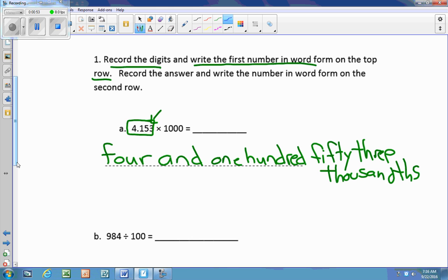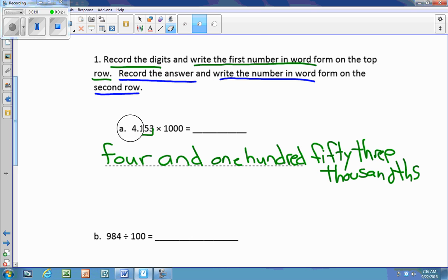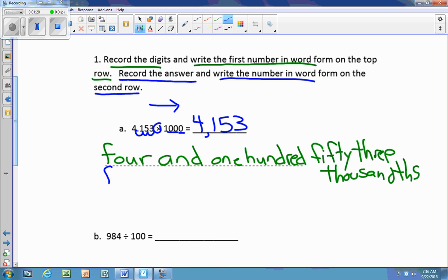Next, it says record the answer and write the number in word form on the second row. So we need to go back to the problem. We're going to erase that work so that we have room. And we see that it says to multiply. When I multiply, I move the decimal to the right. I know I need to move it 3 times because there's 3 zeros, so I have to jump 1, 2, 3. We end up with this number up here. So on the bottom line, we need to write 4,153.